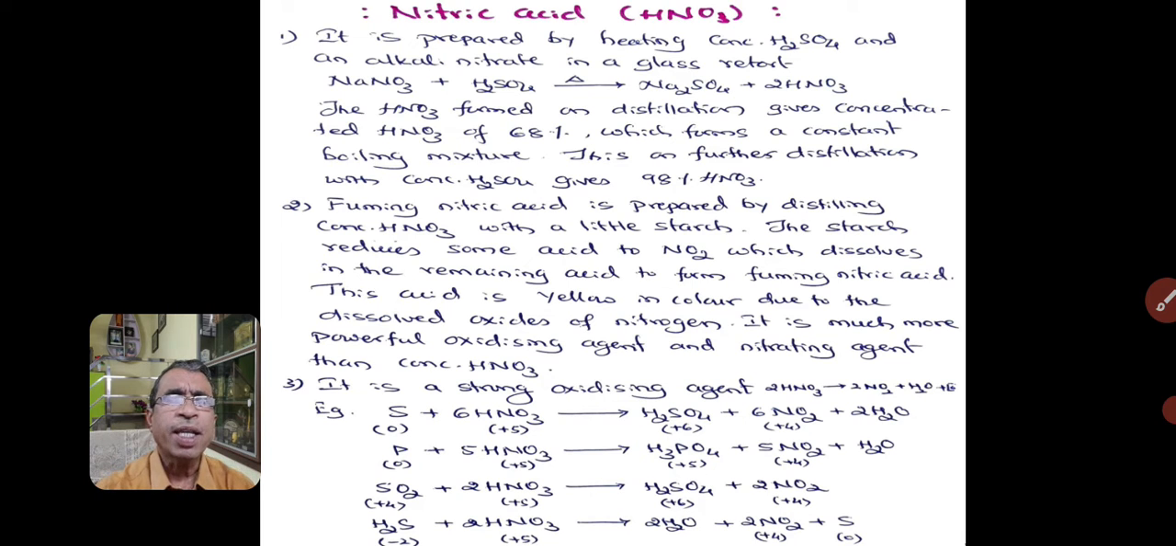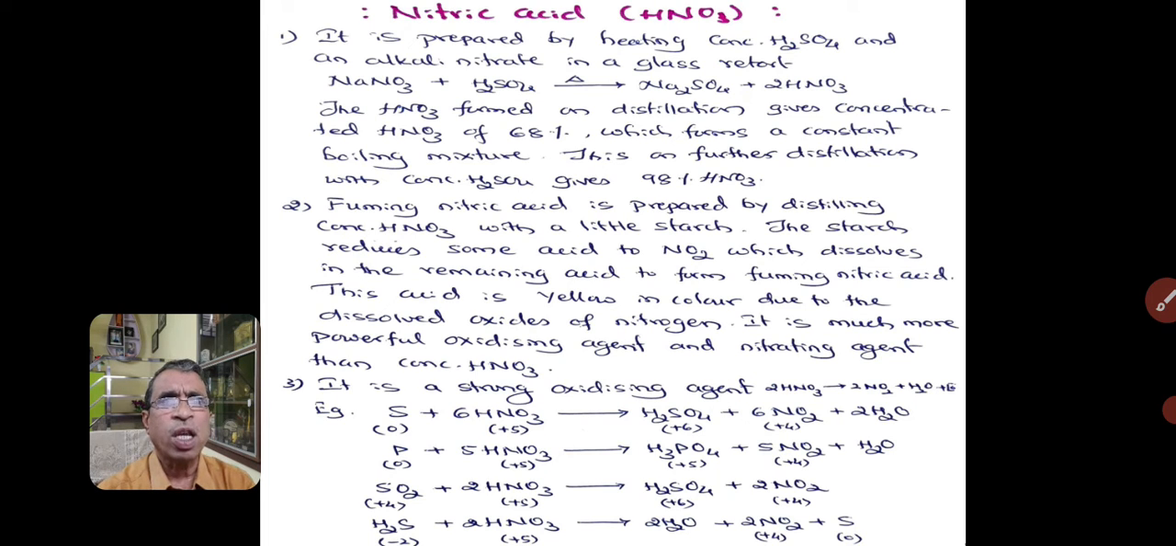Coming to the next, nitric acid, HNO3. It is prepared by heating concentrated sulfuric acid and an alkali nitrate in a glass retort. When sodium nitrate is treated with sulfuric acid, we get sodium sulfate and nitric acid. The nitric acid formed on distillation gives concentrated nitric acid, which is about 68%, which forms a constant boiling mixture.